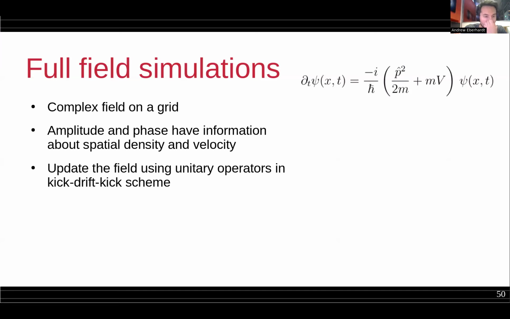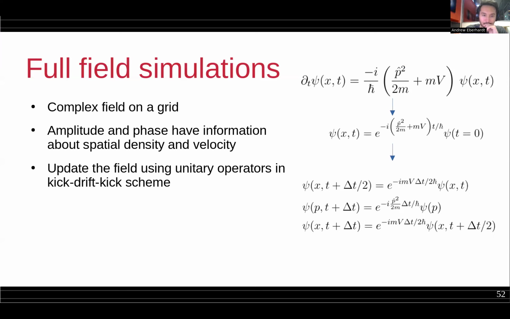Now, I can use Schrodinger's equation to create a kind of kick-drift-kick update scheme. I have Schrodinger's equation in the top right there. It's difficult to solve Schrodinger's equation, right? I just put the Hamiltonian in the exponential. Now, this contains a kinetic and a potential component. I can separate those two up to a commutation relation between the two components.